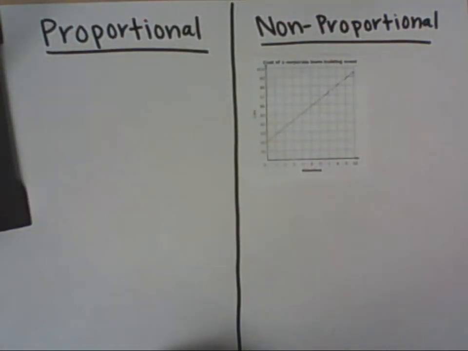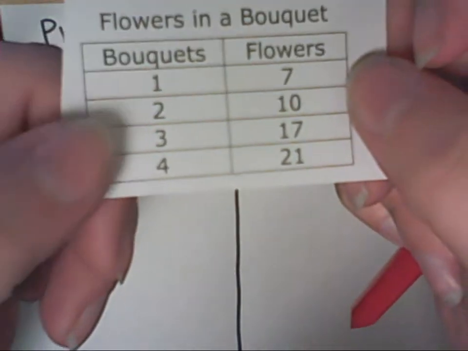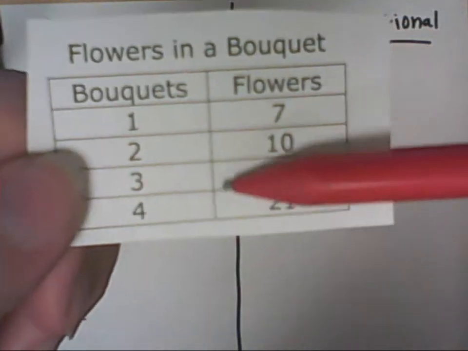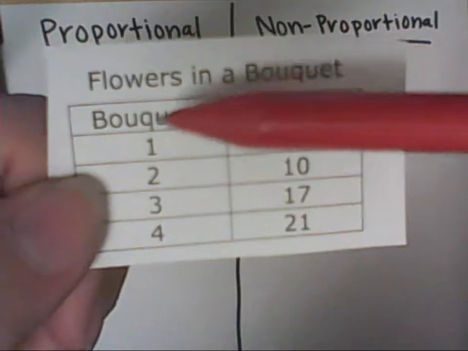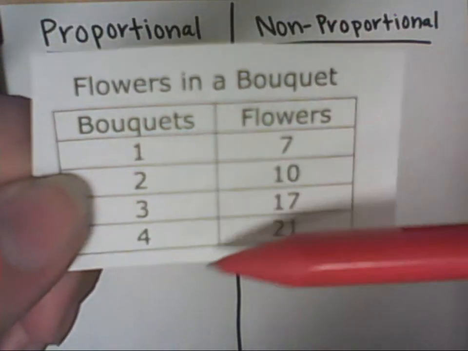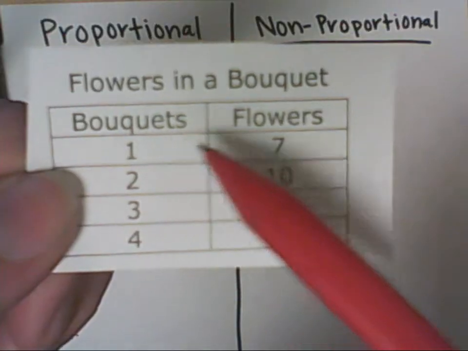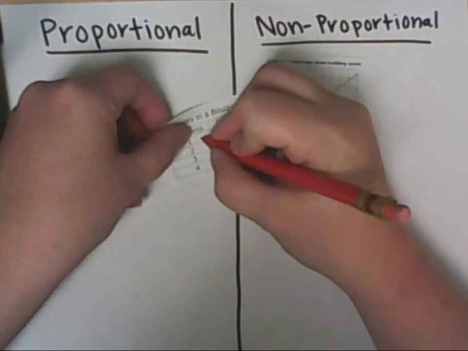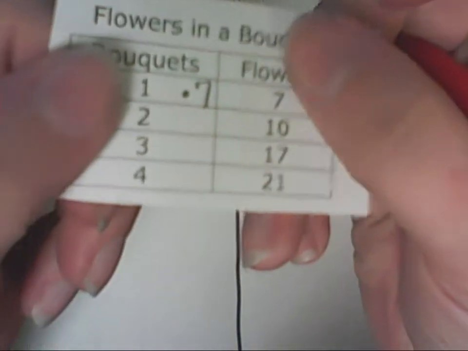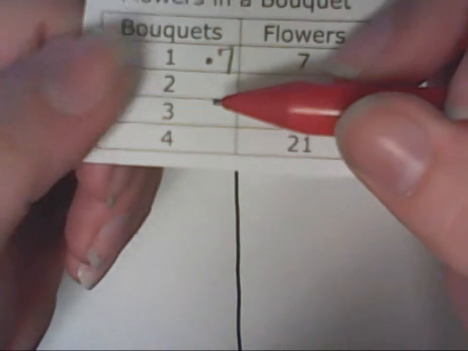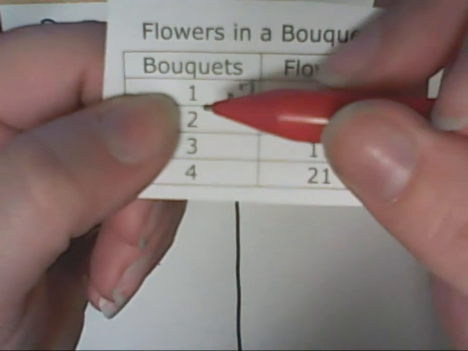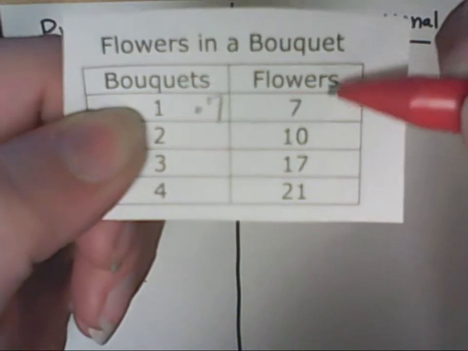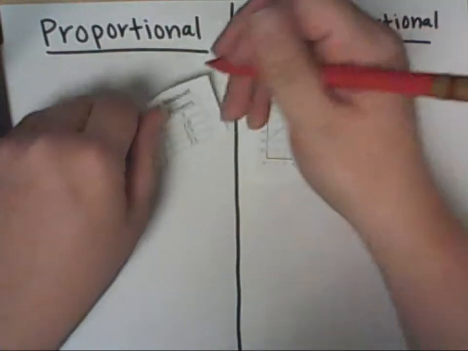Let's go ahead and grab another card. This is an example of a table. Remember, in a table, we need to look at the constant rate of change. We want to determine how, with multiplication, we can get from 1 to 7. So to get from 1 to 7, what do we do? We multiply by 7. Very good. Let's see if that rate applies to the next bouquet. If we buy 2 bouquets, 2 times 7, we get the value 14. So we should have 14 flowers. Is that what the table tells us?